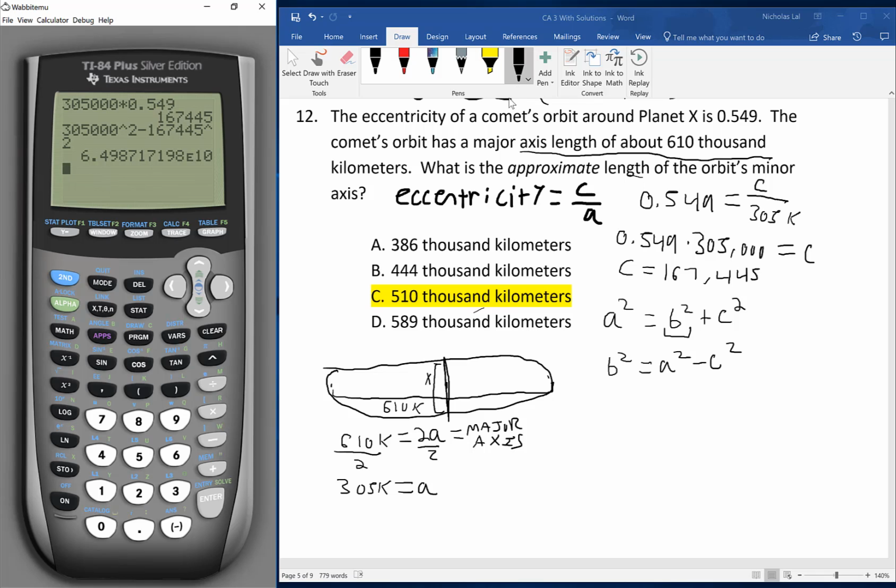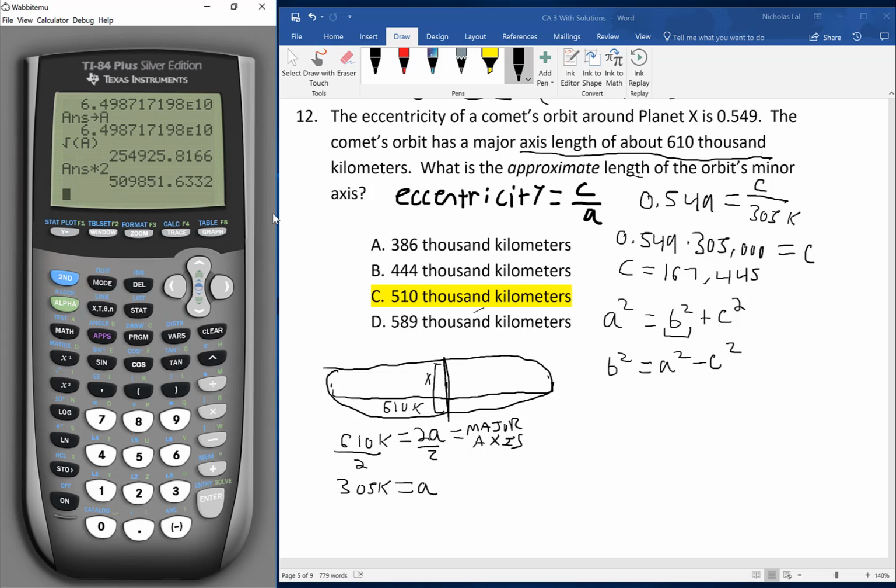And then I should be able to store this value as a, so that a now is signified as this value. Take the square root of a, which is this value right here, 6.498 times 10 to the 10th power. And that should give us b right there. Multiply that by 2, and we get about 510,000.